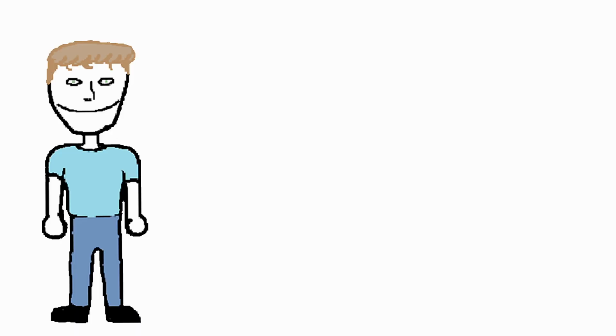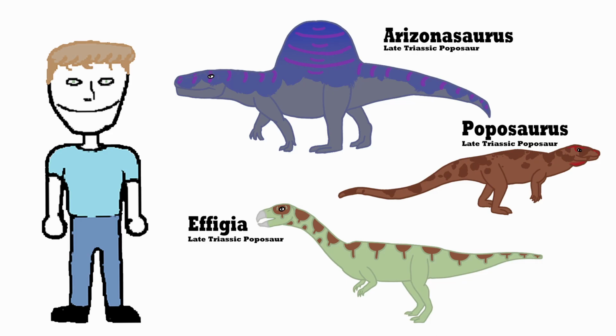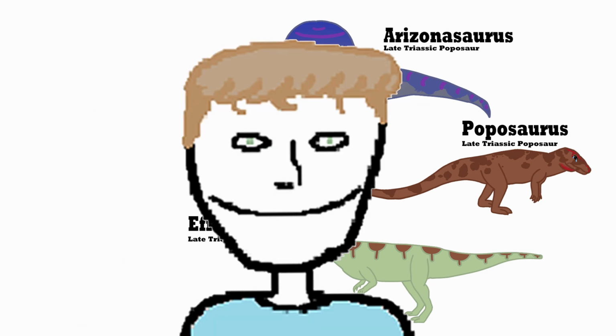Smaller archosaurs like the Drepanosaurs took over the trees. They kinda just looked like lizards, but they did weird shit like this. Poposaurs, things that really, really wanted to be dinosaurs but didn't try hard enough, also evolved during this time. Don't worry, we're getting there.